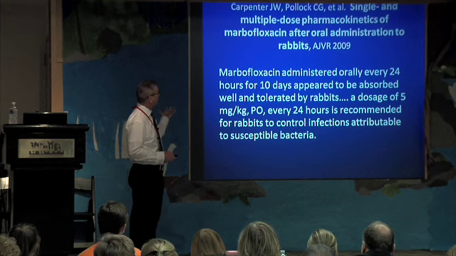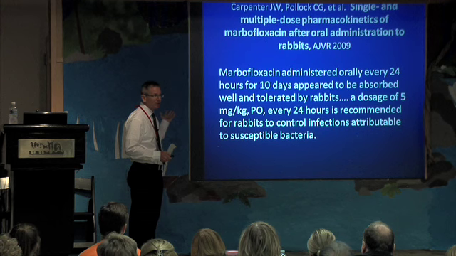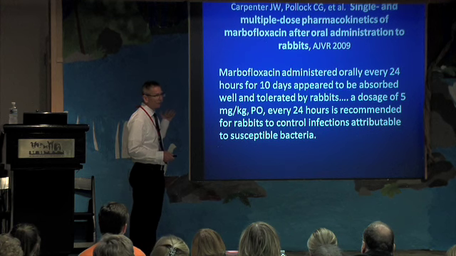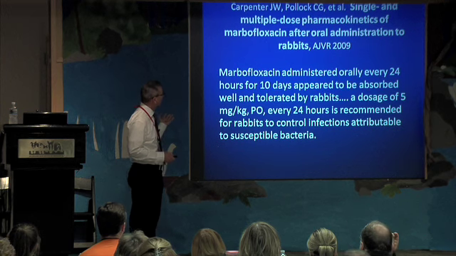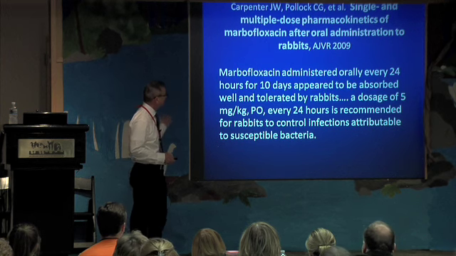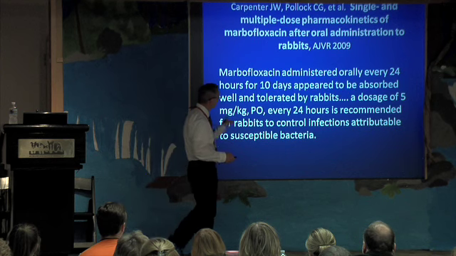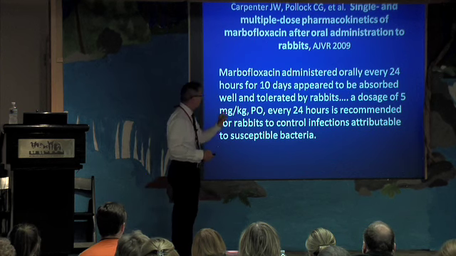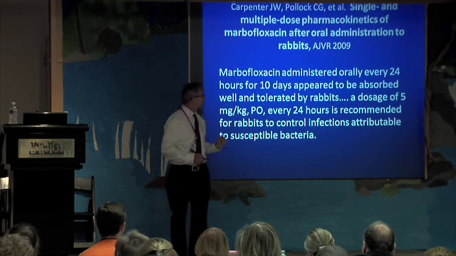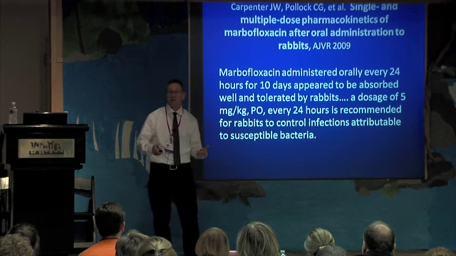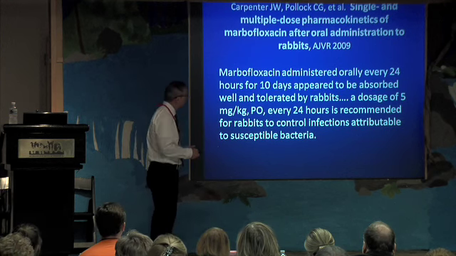So marbofloxacin, which is Zenequin, if you have dogs and cats and you know what Zenequin is by Zoetis, only comes in pill form, so you have to have it compounded. Administered orally every 24 hours for 10 days, it appeared to be absorbed well and tolerated by rabbits. A dosage of 5 mg per kilogram every 24 hours is recommended for rabbits to control infections attributable to susceptible bacteria. So again, the work's being done slowly and surely on different antibiotics. So it's good news.